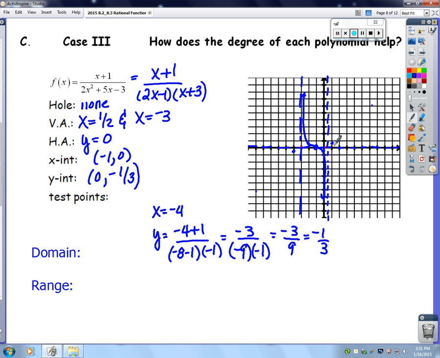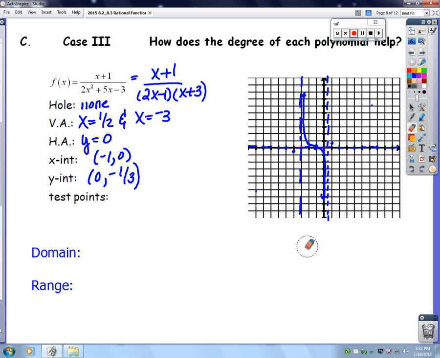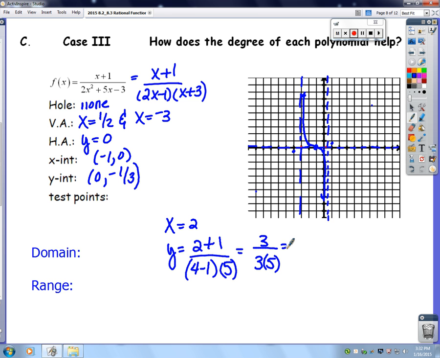All right, let's at least get one more point on that side over there. So let's pick another value. I'm going to put in +2 because, like I said, my numbers are going to get so big. I'm trying to keep my math as easy as possible. I could use the left side or the right side. I'm going to go x is equal to 2. Let's find the corresponding y. So 2 plus 1 over 2 times 2 is 4, minus 1. 2 plus 3 is 5. All right, what do I got? 3 over 3 times 5, well, that's going to be 1/5. So at 2, 1/5. Counting from the origin, I could go 2 over and up just a tiny bit.